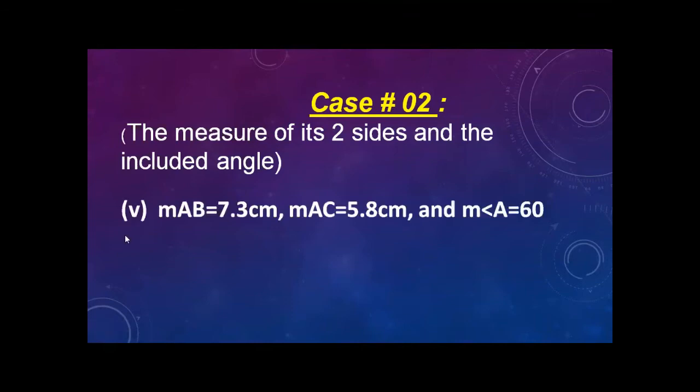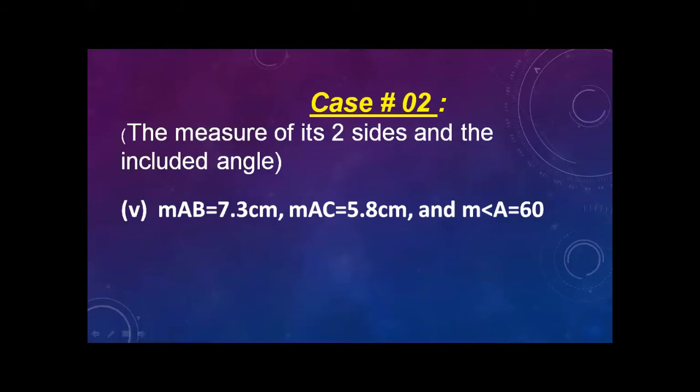Look at this question. This is part 5. Now you can easily see that AB is known as a side. AC is known as a side. But what is this? This is not a side. This symbol represents an angle. So in this question we have 2 sides and 1 angle given. So this is our case number 2, in which we have 2 sides AB and AC and 1 angle, angle A.